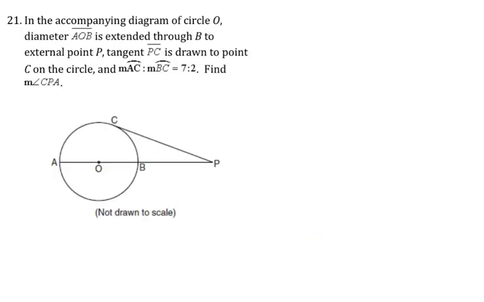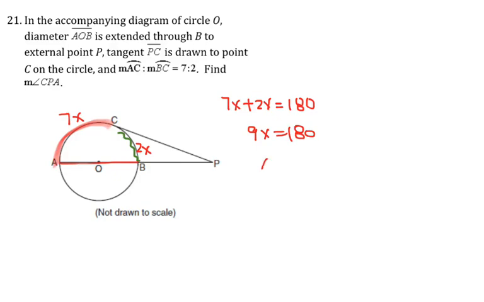Alright, let's look at number 21 here. So AC to BC, as you can see, this is 7 and this will be 2. In other words, this will be 7x and then 2x. Notice that the line AOB is a diameter. So first, 7x plus 2x is equal to 180, because a diameter cuts the circle in two equal parts, 180 each. So here we get 9x is equal to 180. Divided by 9, x equals 20.